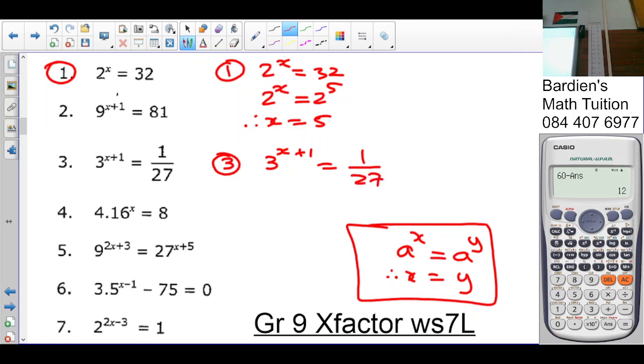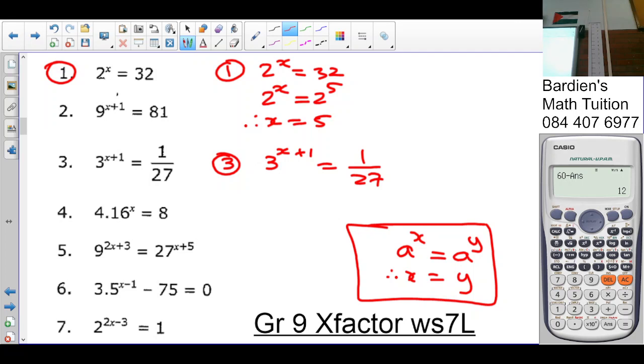Let's look at number 3. What's the difference with number 3 compared to what we have dealt with thus far? It's a fraction. 27 can be written as what? 3 cubed. You all agree with that? So do that first. So 3 to the exponent x plus 1 is equal to 1 over 3 cubed. Not so?